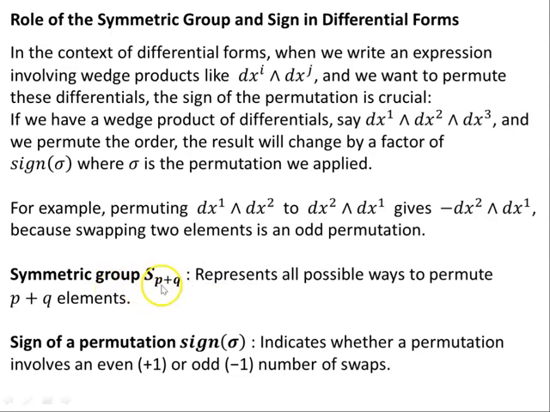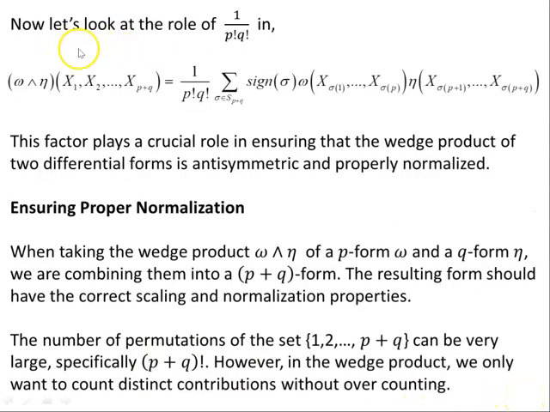The symmetric group S subscript P plus Q represents all possible ways to permute P plus Q elements. So if you've got 3 elements, there are going to be 6 different ways of doing it. The sign of a permutation, sign of sigma, indicates whether a permutation involves an even, +1, or odd, -1, number of swaps.